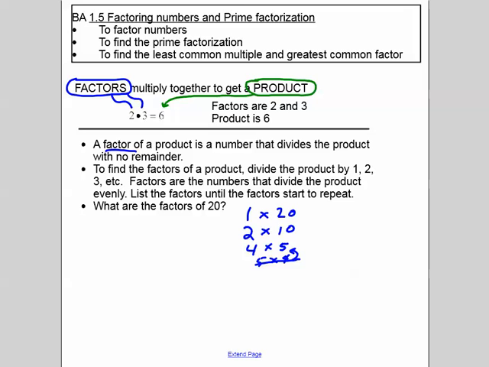So we talked about factorization. What is a factor? A factor is something that multiplies to get a product. So we've got factors and products, two words that we have to remember. Factors multiply together to get a product. A product has factors that divide evenly into that product.